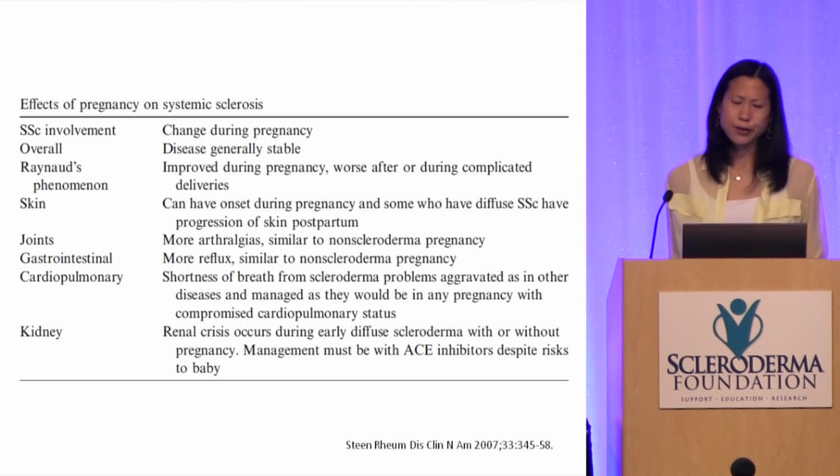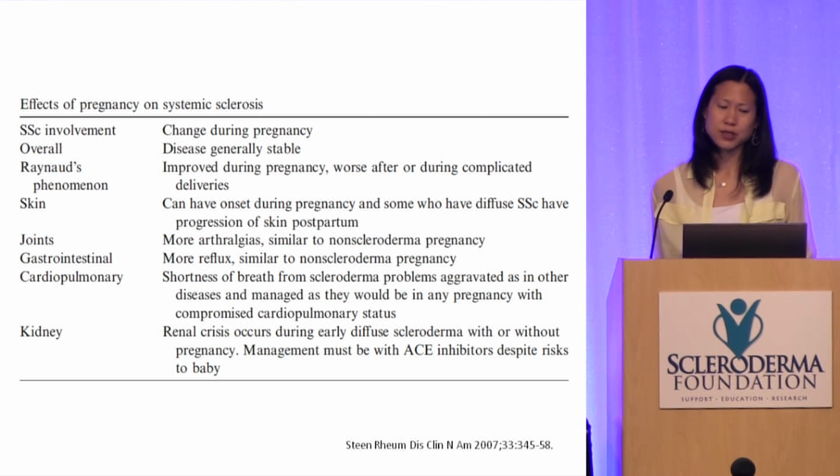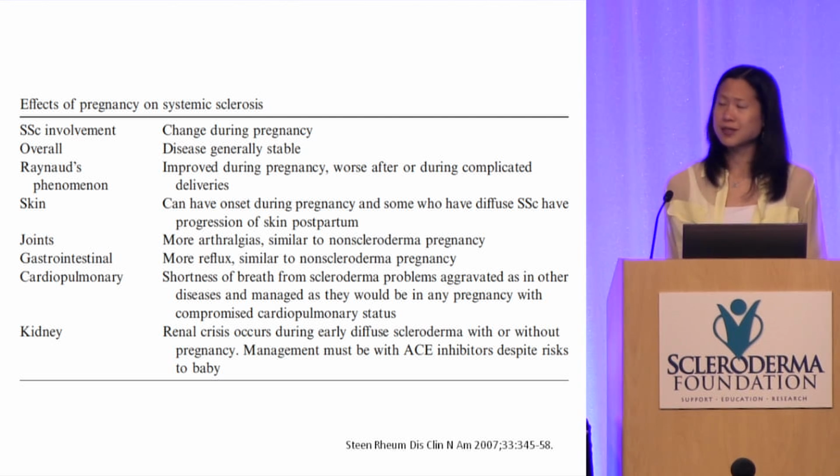So looking at other effects of pregnancy on systemic sclerosis, we already talked about the fact that overall the disease is generally stable. Raynaud's phenomenon actually improves during pregnancy because of the vasodilatation that occurs throughout the body. However, after or during complicated deliveries, the Raynaud's can actually worsen when you're clamping down your blood vessels. We talked about the skin and how some patients can worsen, but most patients are stable.